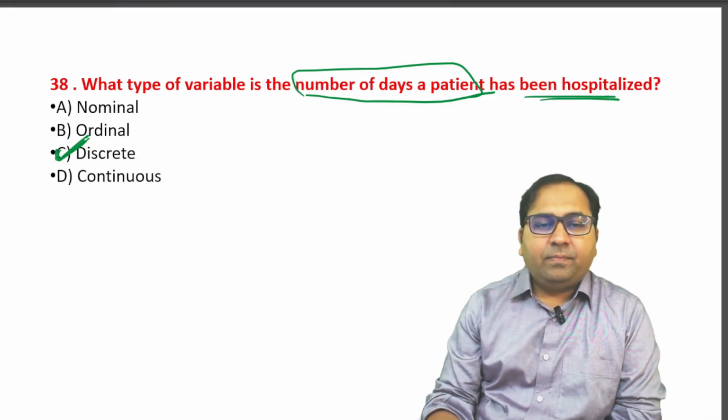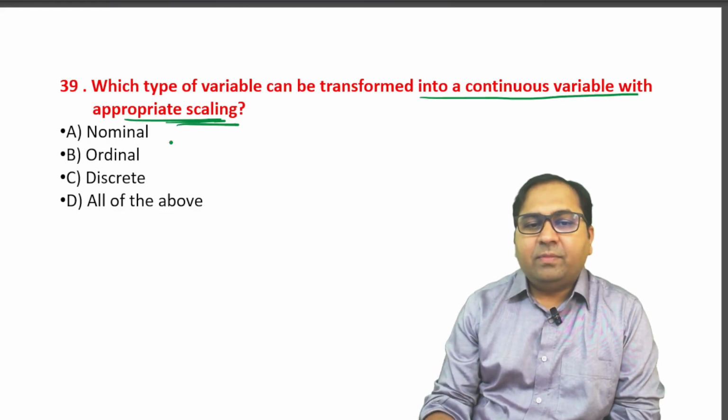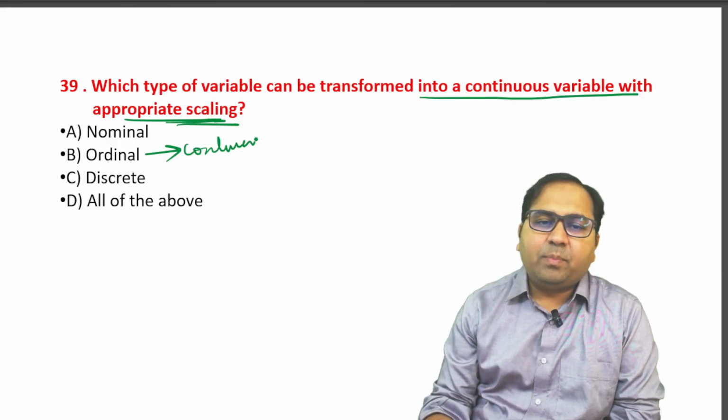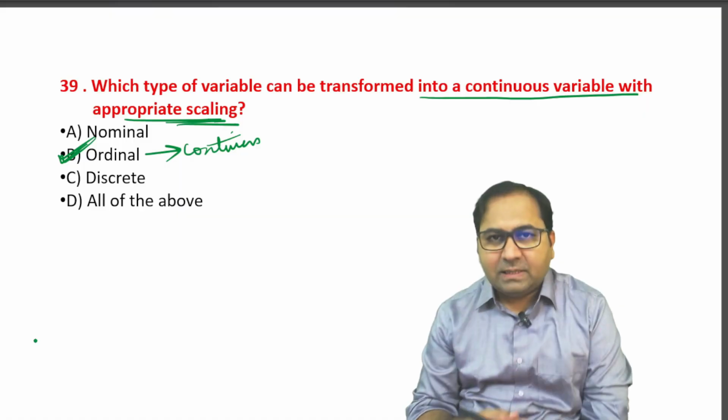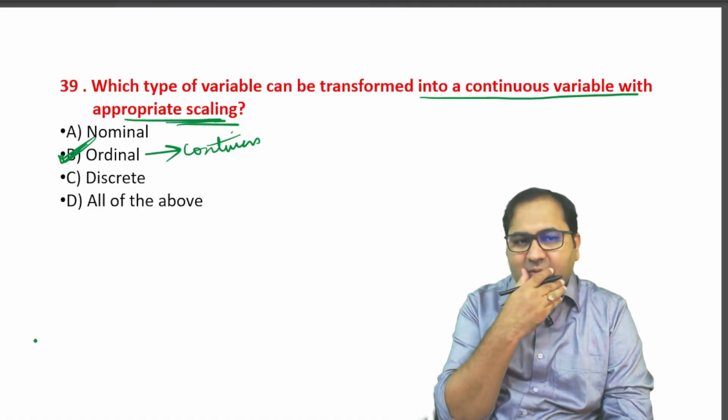Okay. Next question. Which type of variable can be transformed into a continuous variable with appropriate scaling? Options are nominal, ordinal, discrete, all of the above. Can all of the above be transformed? No, definitely not. Ordinal will be transformed into continuous with appropriate scaling. This is the answer for this question. Example is like pain scale from 0 to 10. Okay.